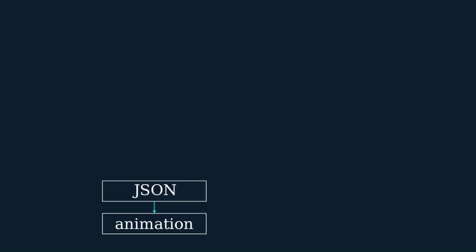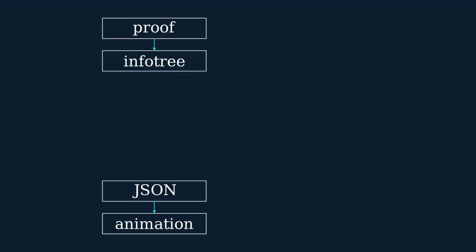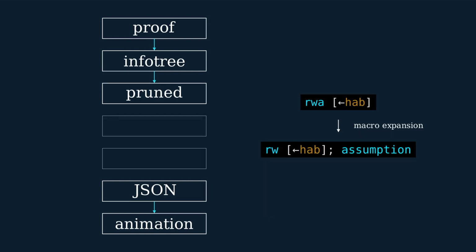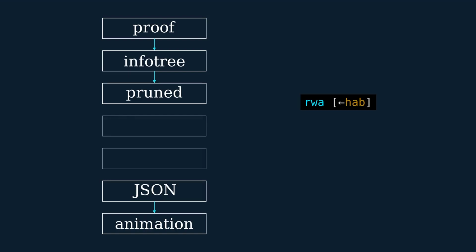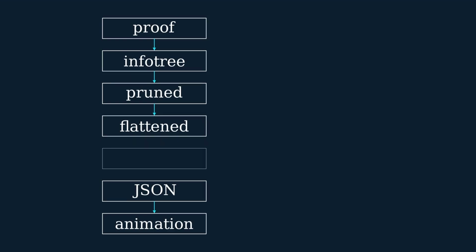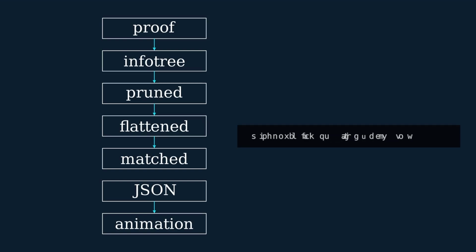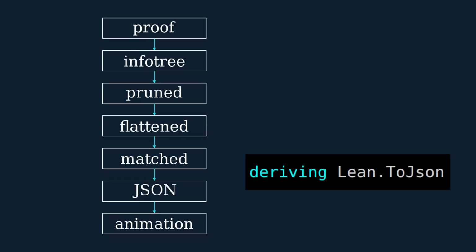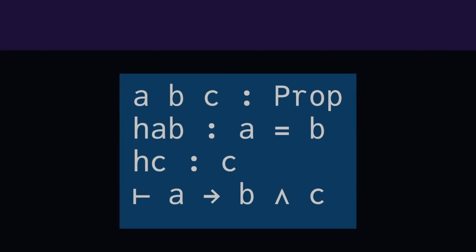Now we just need to compile the Infotree into this JSON structure. We will proceed in baby steps, defining a series of intermediate representations. First, we prune the tree, dropping unneeded information, such as the results of macro expansions. Next, we flatten the tree, pulling out any nested tactics. Then we compute string matching between goals of successive steps, using a simple greedy algorithm with a few heuristics. The last step is to export the result as JSON, using Lean's toJSON type class. And now we are finally ready to animate some proofs.